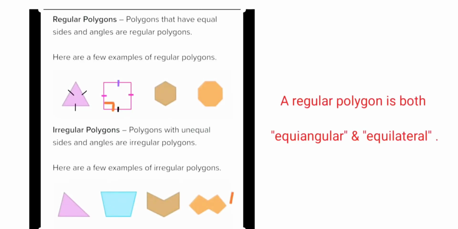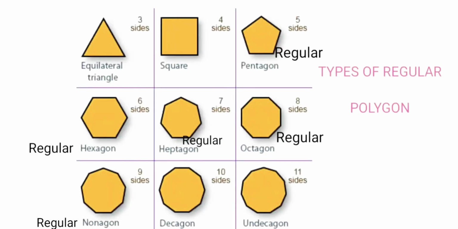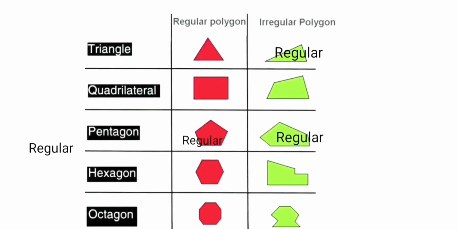Easy for you. Next is regular polygon and irregular polygon. A regular polygon is both equilateral and equiangular. Equiangular means all angles are the same. Equilateral means all sides are the same. Square and equilateral triangle are examples of regular polygons, and an irregular polygon is a polygon which is not regular. An example of an irregular polygon is a rectangle. These are examples of regular polygons: equilateral triangle, square, regular pentagon, etc. In this figure, you can easily identify regular and irregular polygons.